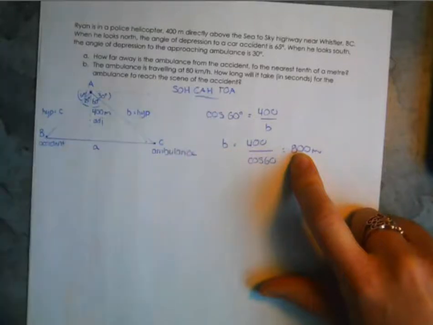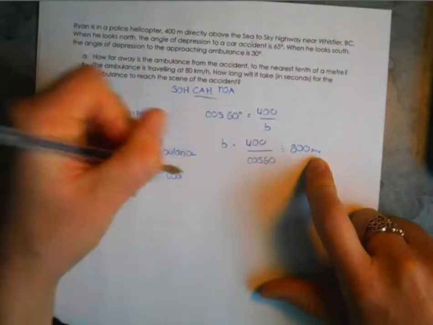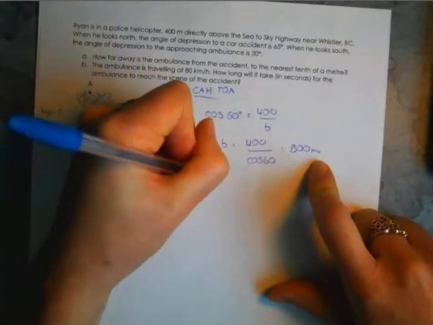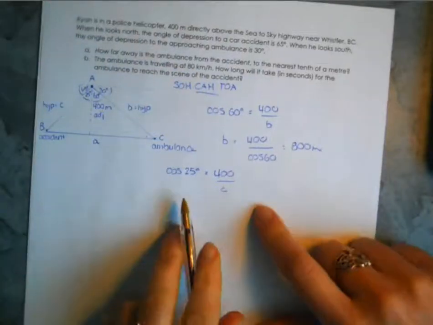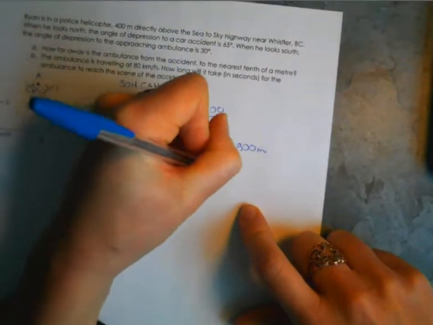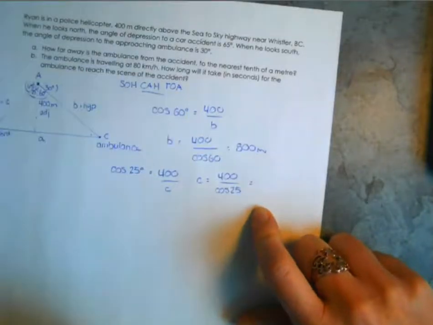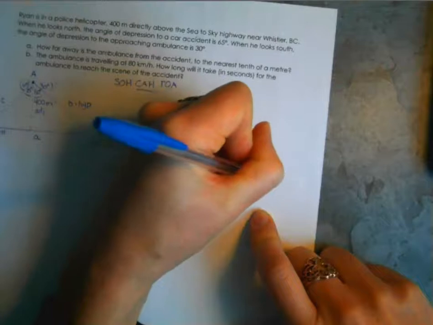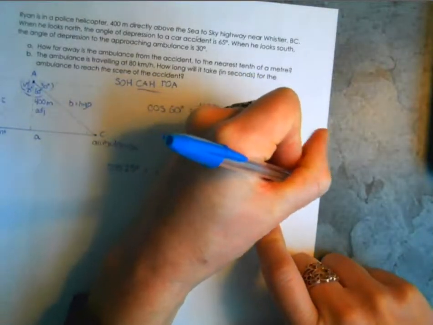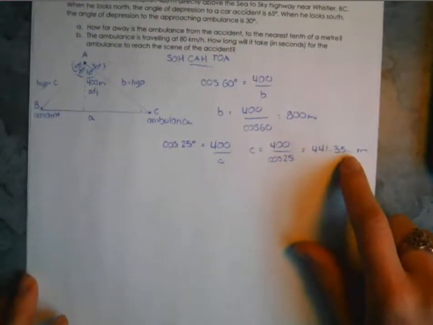So that means we're using the exact same piece of information here. So it's going to be cosine of, now in this case we have a different angle, 25 degrees, is equal to 400 over c. And if we rearrange that, c is equal to 400 over cosine 25. And that gives us 441.35 meters. So we don't get a nice even value for this one, but that's okay. Just make sure you keep your decimals through all of your calculations.